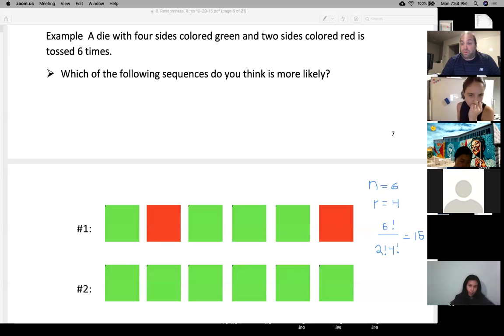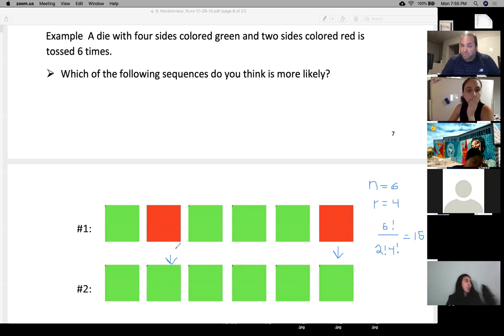So it's more likely to get 4 greens and 2 reds than it is to get 6 greens, but it's more likely to get these than these. Green, red, green, green, green, red. It's more likely to get green, green, green, green, green, green than green, red, green, green, green, red, because this one is more likely and this one is more likely.